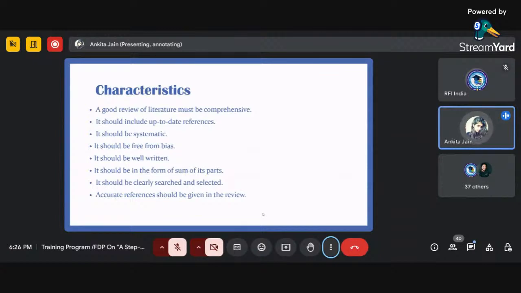It should be well written. It should be in the form of sum of its parts, which means you might be writing in parts where the study has different variables or themes. It should be clearly searched and selected. As I have told you, you should know how to search the data and how to select the right one, which should be considered. So that is very much important. Then accurate references should be given in the review.